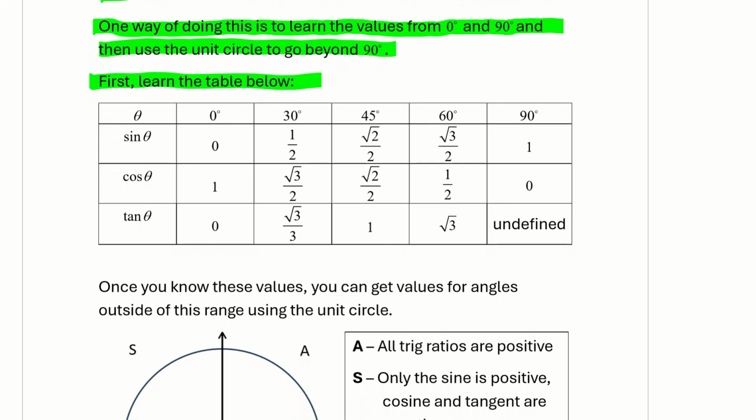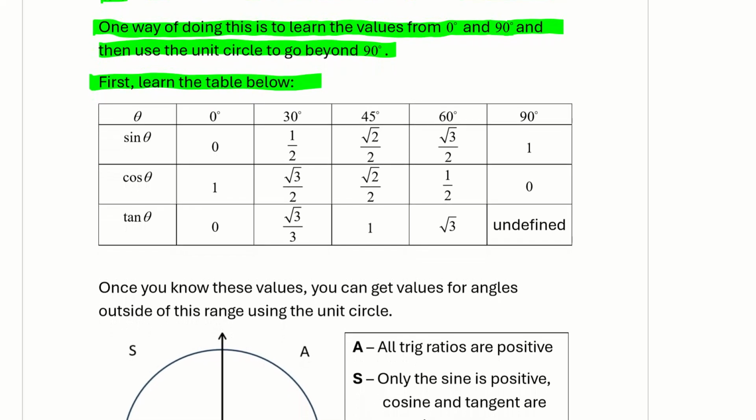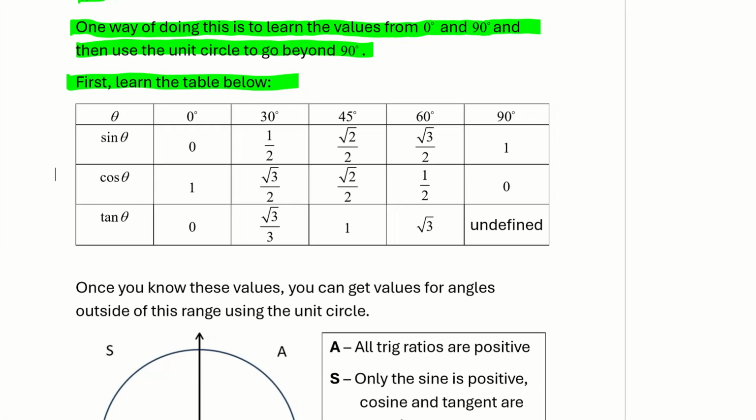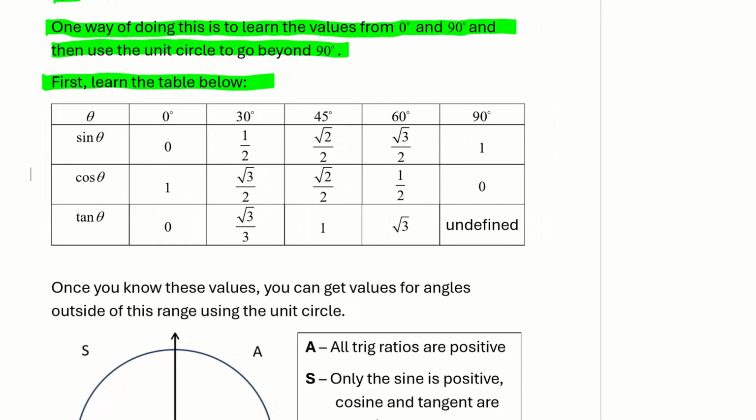Every year in methods there are reports from examiners that students do not know these standard values, and they are tested on them. So it's a good idea to learn them now and to make sure that you understand them. So I've got theta here going 0, 30, 45, 60, 90.